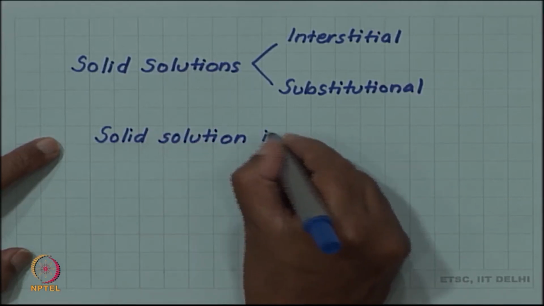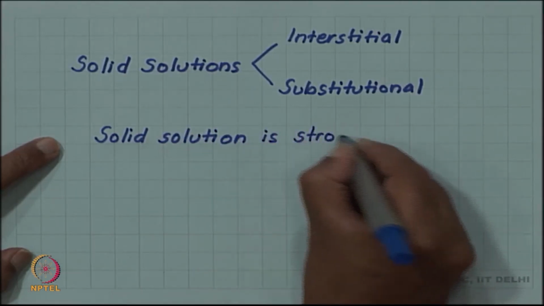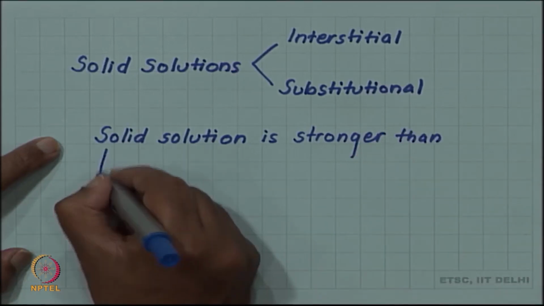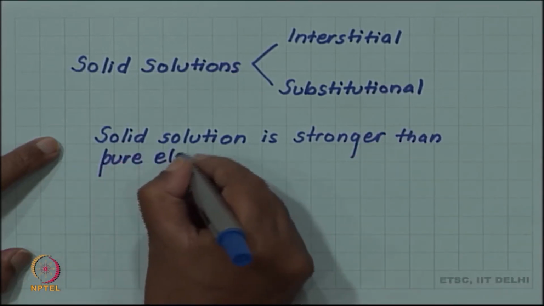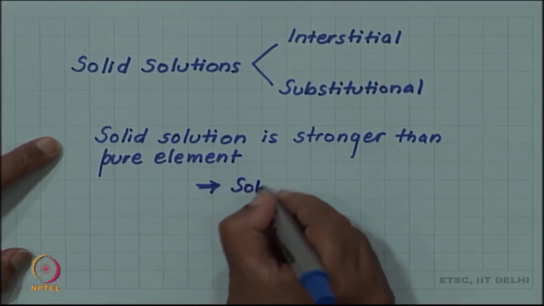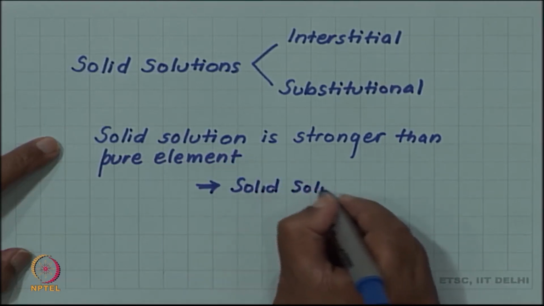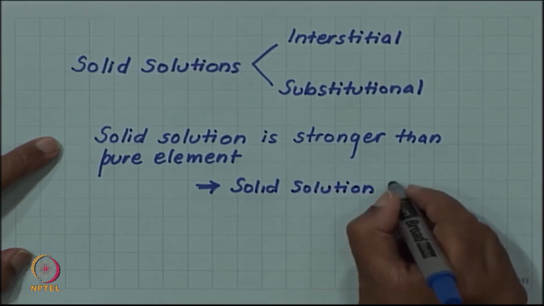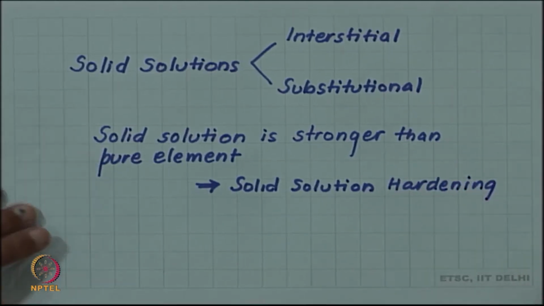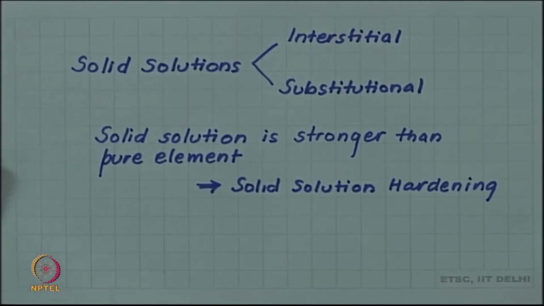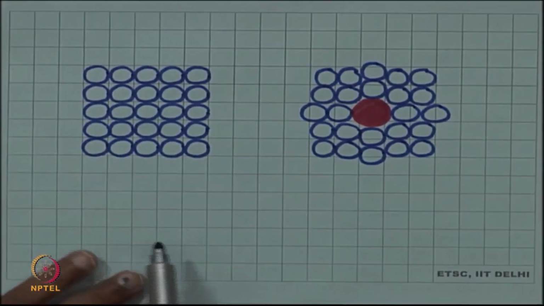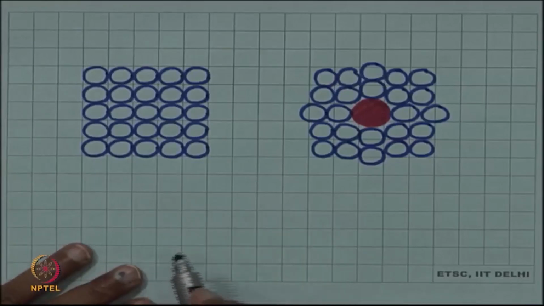Solid solution is stronger than the pure element. This is what is called solid solution hardening. Let us look at why this is, using this schematic of a solid solution.